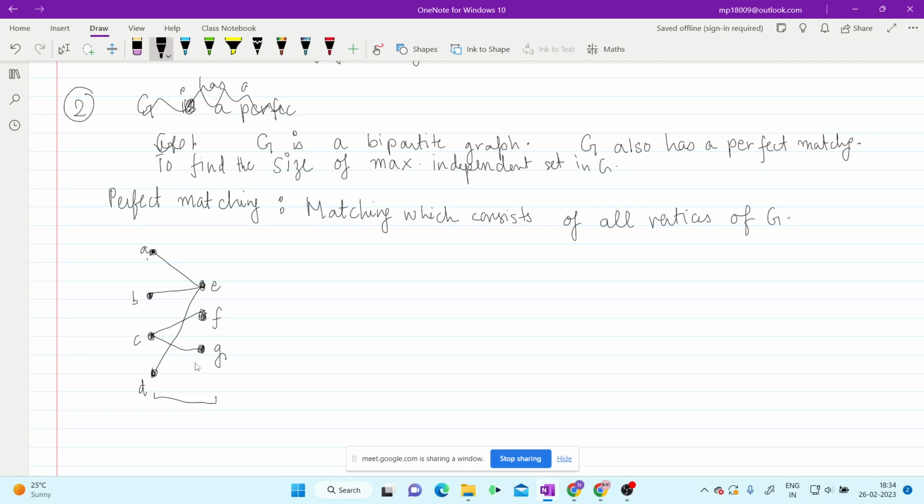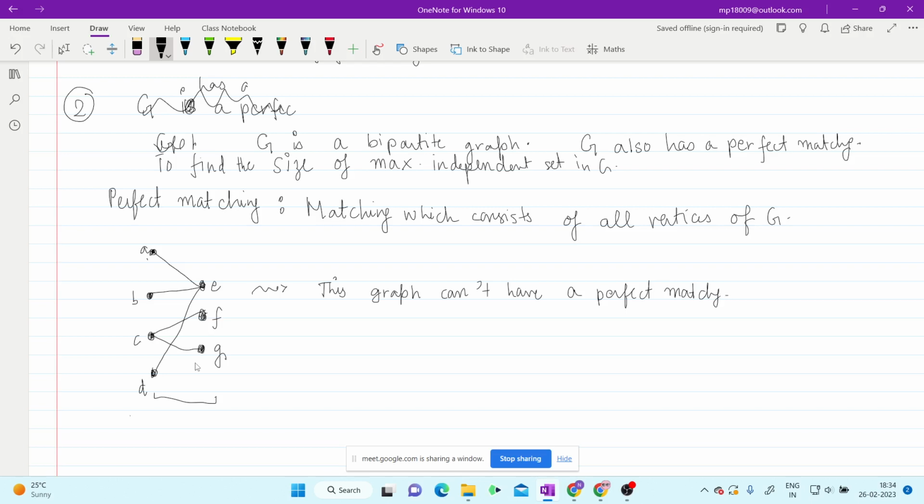No, ma'am. Why? Here A, E, and C, F will be taken in that matching. None other can be taken here, ma'am. So it does not cover all vertices. Okay, this graph can't have a perfect matching.